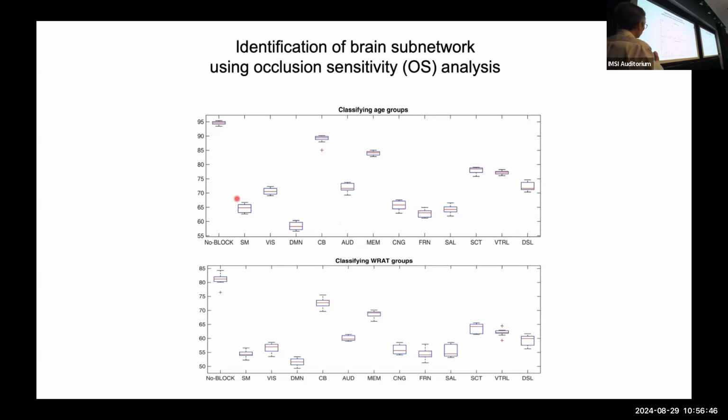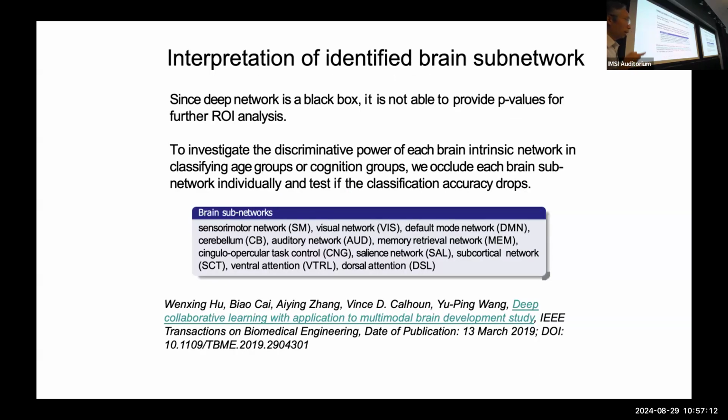For example, for the sensorimotor network, if we remove it, the accuracy drops from 95% to 65%. Therefore, the sensorimotor network is an important network that contributed to the final classification. So this is one way of identifying the significant brain subnetwork. However, this interpretable model cannot find the feature at the pixel or voxel level.